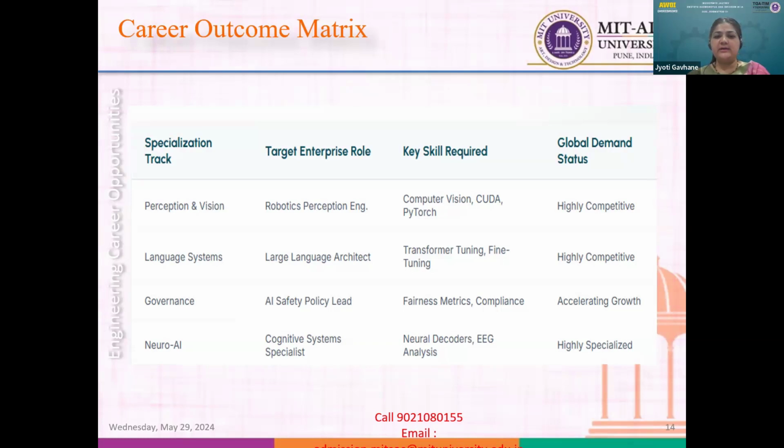There are some skills required which are related to each specialization. For computer vision, if I want to create perception and vision, I must know how the systems work beneath that particular application. For language systems, again, transformer tuning and fine tuning; governance, fairness metrics; and for neuro AI, neural decoders and EEG analysis. Most of the research is going on EEG signals nowadays to understand neuroscience.